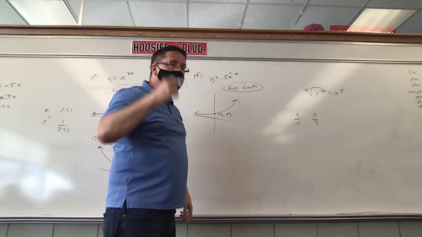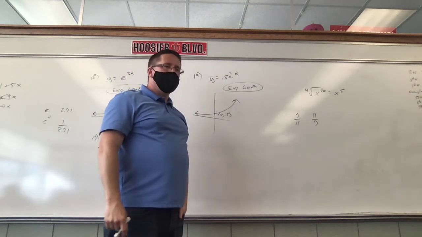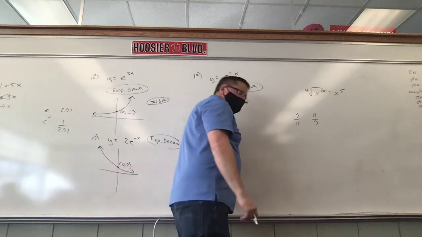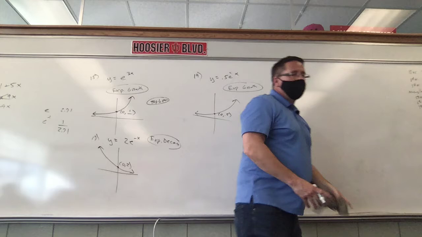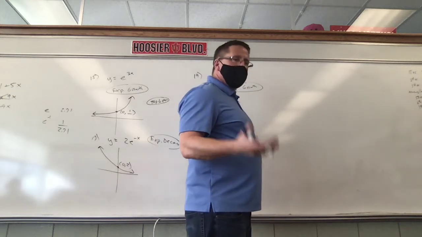How is e to the 0 equal to 1? Anything to the 0 is 1. Remember if I gave you this: what's 8 divided by 8? What's 12 divided by 12? So if you divide something by itself, you get 1, right?